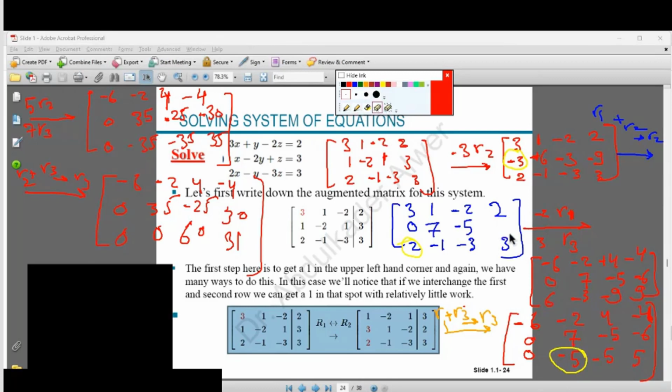This one. R1 plus R2 in R2. So 2 with minus 9, it's minus 7. Correct now? Here is. Let's go here.